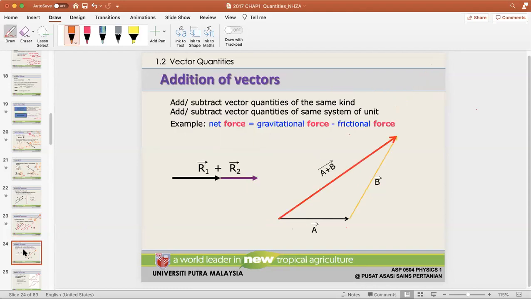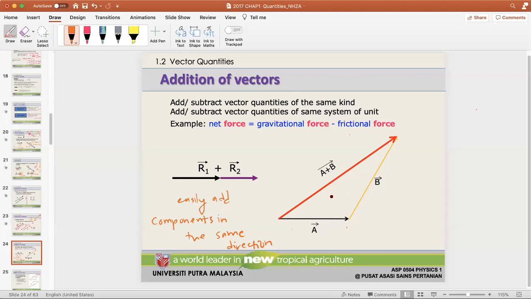Addition of vectors. I told you that if the vectors have the same direction, you can easily add them. Add components in the same direction. You can just add directly, you don't have to resolve. But if vector A and vector B don't belong in the same direction, you have to resolve, or you can use the geometrical method.